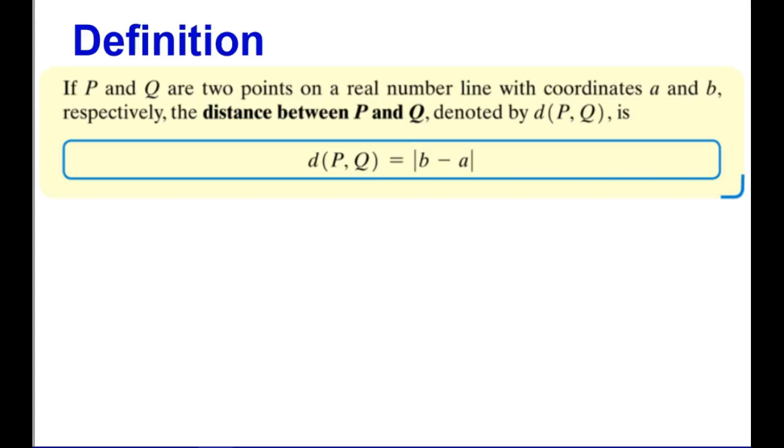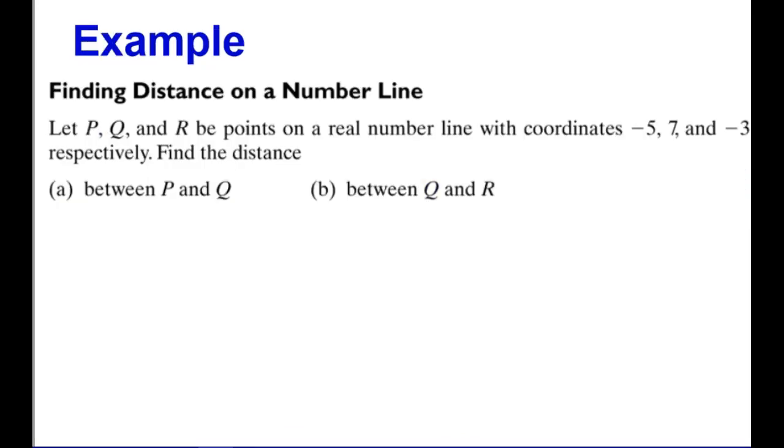Okay, so here's our next example. If P and Q are 2 points on a number line, we're going to call them kind of A and B. The distance, right, is the absolute value of the difference of those two. So I can subtract them and find the absolute value to find my distance. Okay, so now here's our example. This right here is example number 6 in your book if you're following along. So finding the distance on a number line.